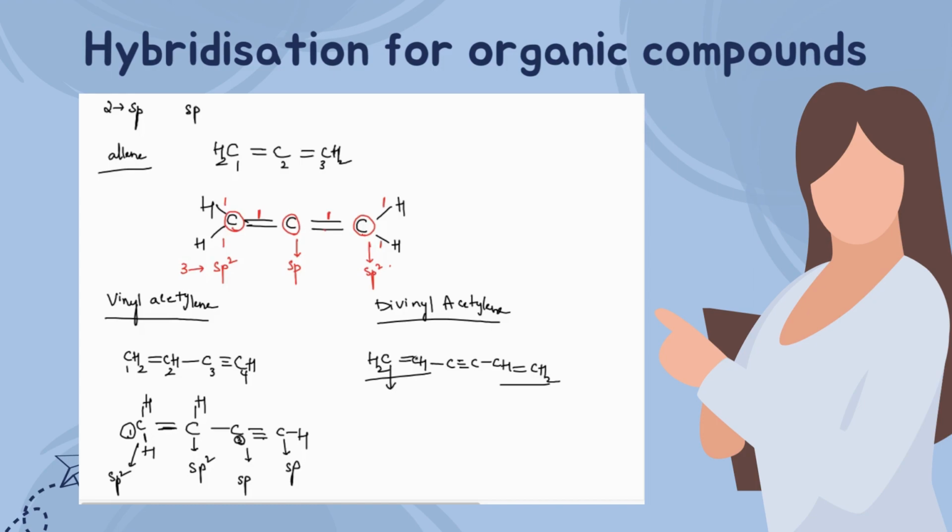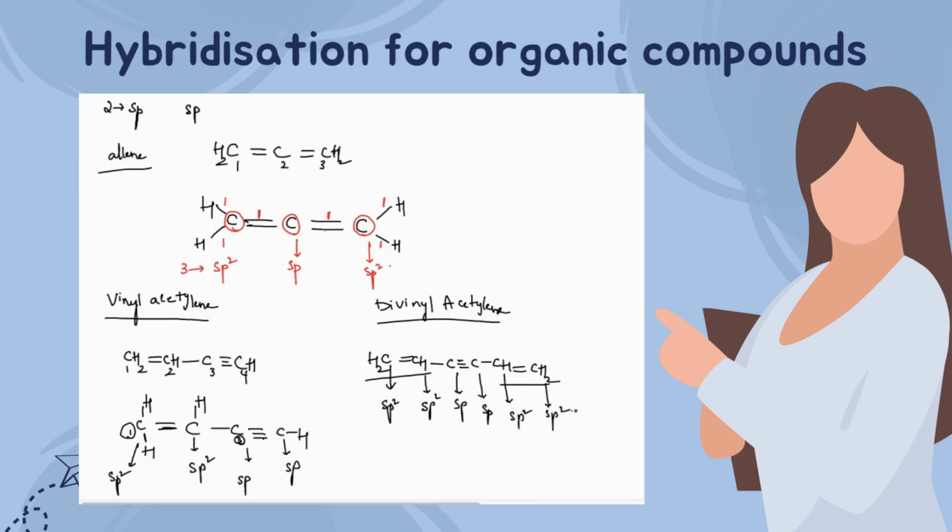So now this carbon is attached to a double bond, so it is sp2. Next carbon is also connected to one double bond, so it is sp2. This carbon is connected to one triple bond, so sp. This carbon is also connected to a triple bond, so it is sp. Now this carbon is connected to a double bond, sp2, and sp2.